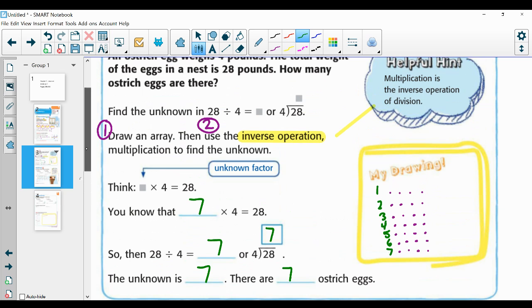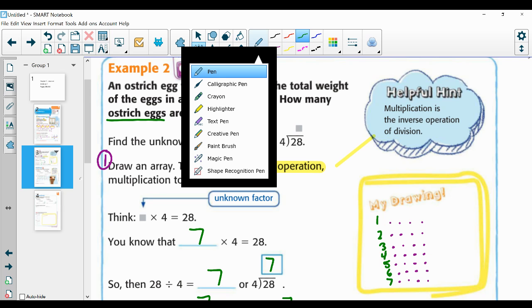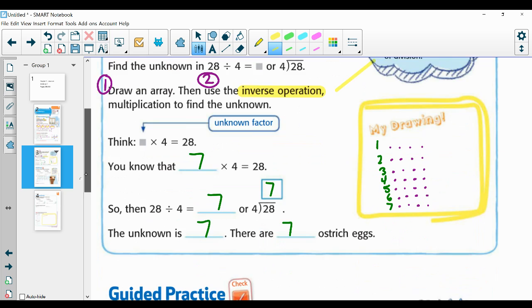Now let's look at our label again. It says, how many ostrich eggs are there? Remember, I told you most of the time after the words how many, you will find 1 or 2 words that will be your label.